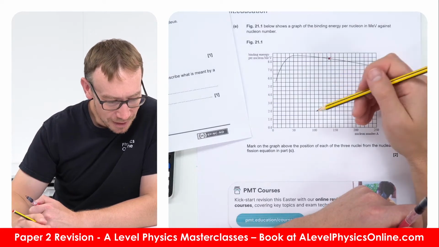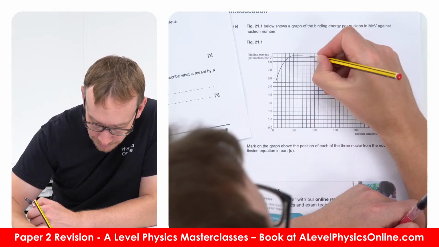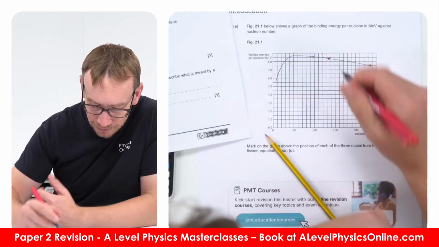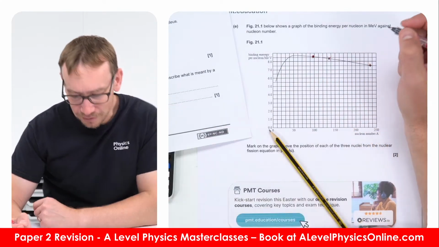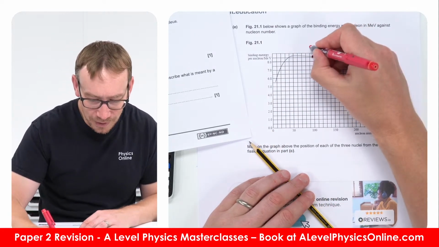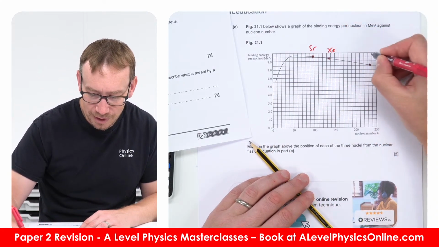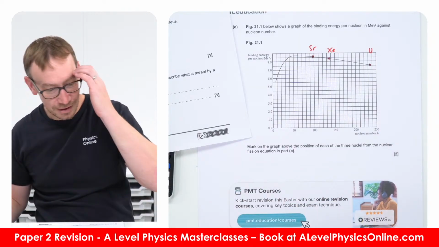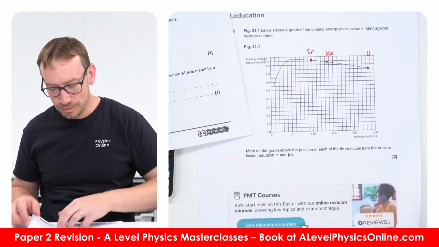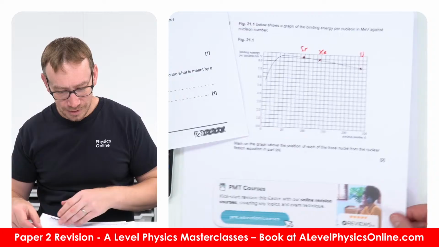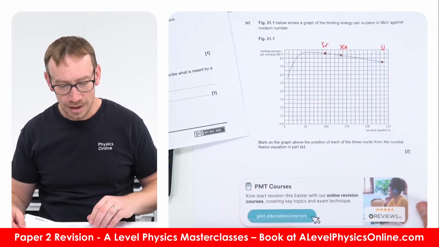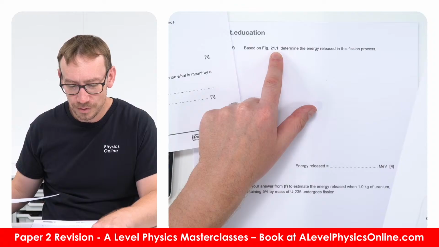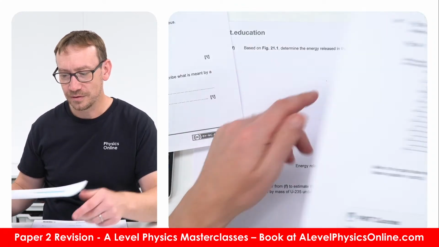Right, the next one then is strontium 98, so if that's 100, 98 is going to be about here, so it's kind of there, isn't it? Right, so that's the Sr, Xe, uranium. There we go. So those things there, that should probably, was that 1 mark, is it? Oh, 2 marks, okay. The next question, based on figure 21.1, determine the energy released in the fission process.